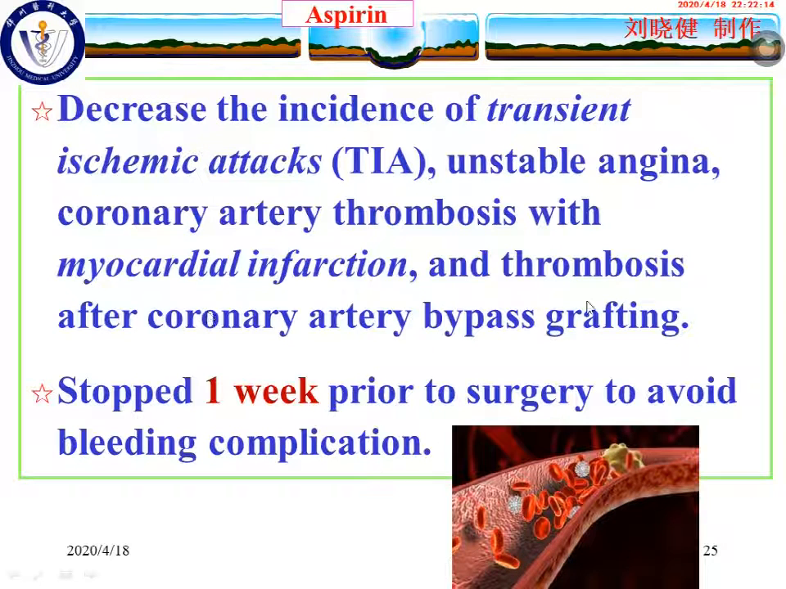So after using aspirin, especially chronic use of aspirin at low dose, it will induce the continuous inhibition of TXA2. So it inhibits thrombosis. But during bleeding, we also require this function of TXA2.